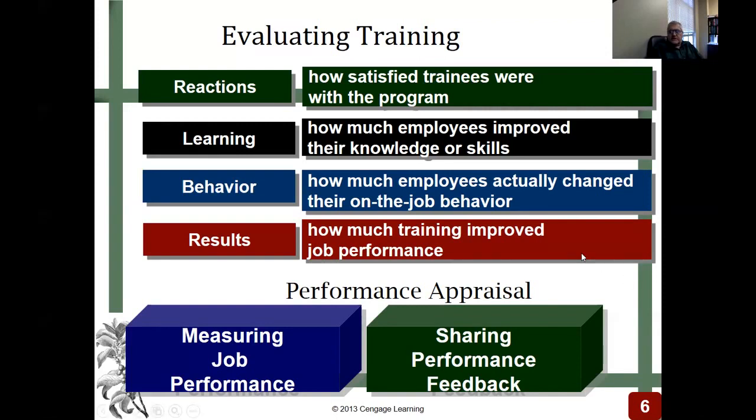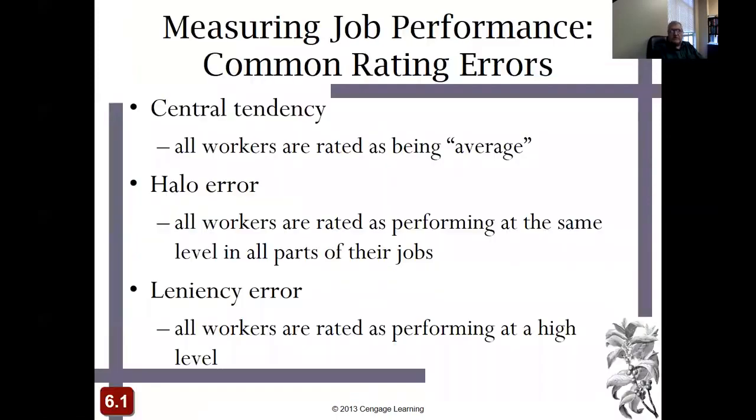Performance appraisal is another important activity or practice in organizations. We have to measure job performance and share performance feedback as well. Let's see what type of errors can take place as a manager when you do a performance appraisal. When you measure the performance, we may have three errors: central tendency, halo errors, and leniency errors.